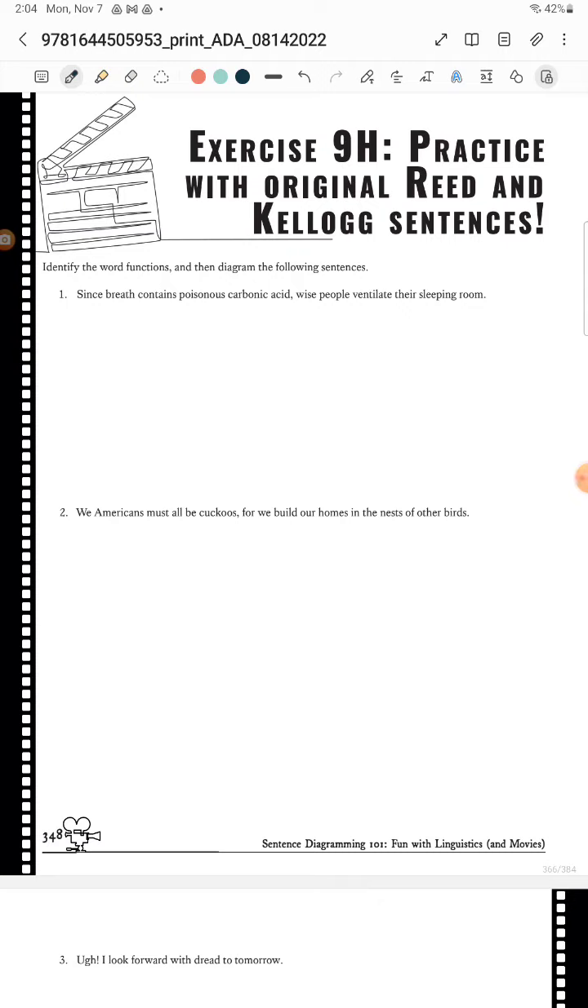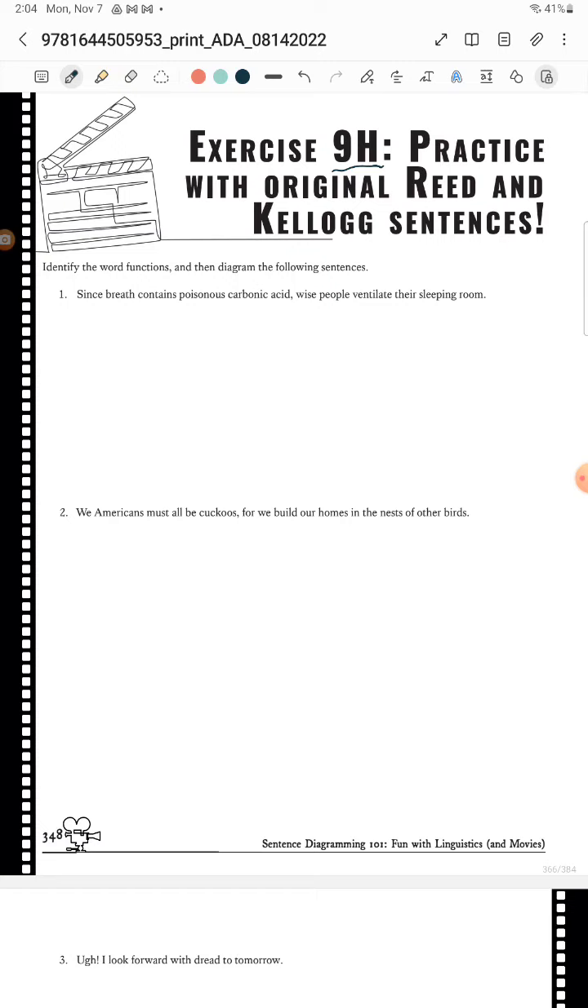We have reached the final exercise in the textbook, and that is exercise 9H. And these sentences are delightful because they come from the original 1899 Reed and Kellogg book that established sentence diagramming mostly as we know it today. There's been some tweaks since then, but you may still feel the time in some of these sentences, because they are definitely a product of the time period. So let's just start off with number one.